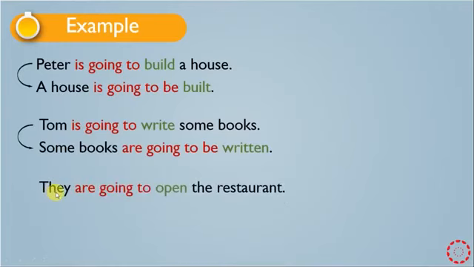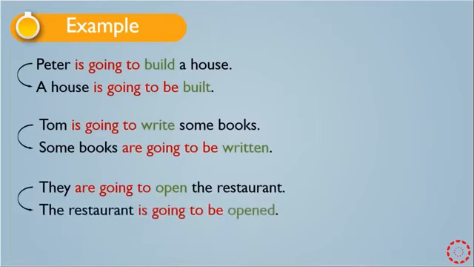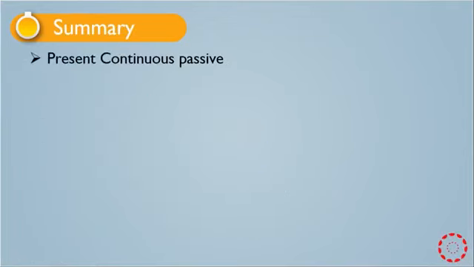They are going to open the restaurant. Here we have subject, verb to be, and then we have going to. After going to, we have the base, which is open. The restaurant here is an object. We say the restaurant is because it's singular. We add is here, and then we have going to be. After be, we have pp, which is open. This is regular verb. Just take ed.